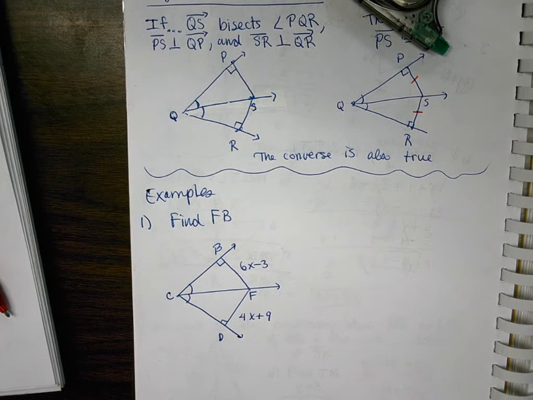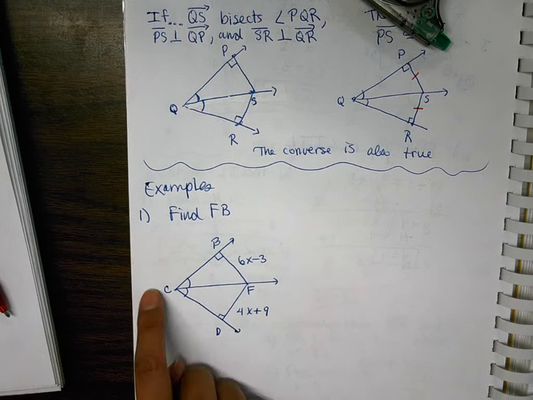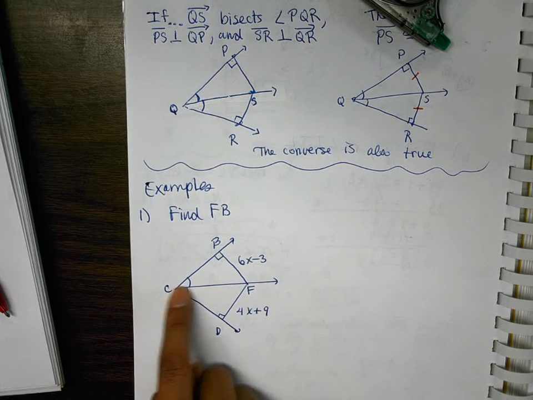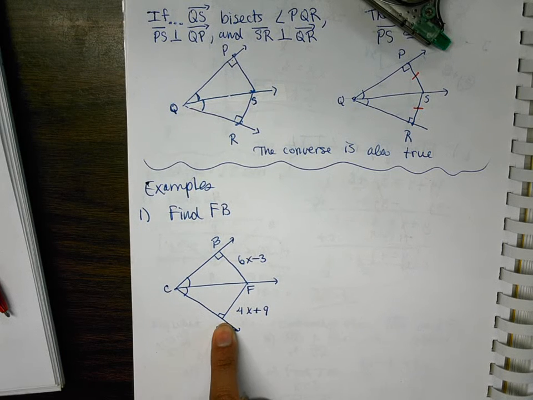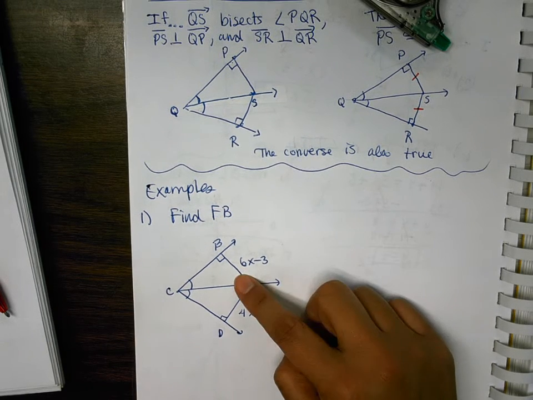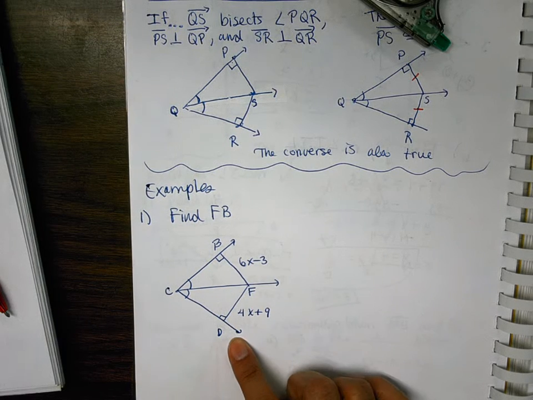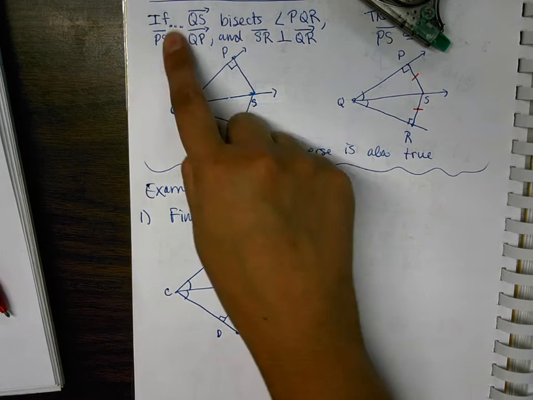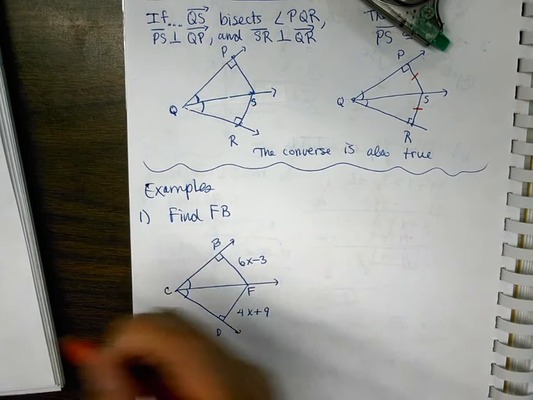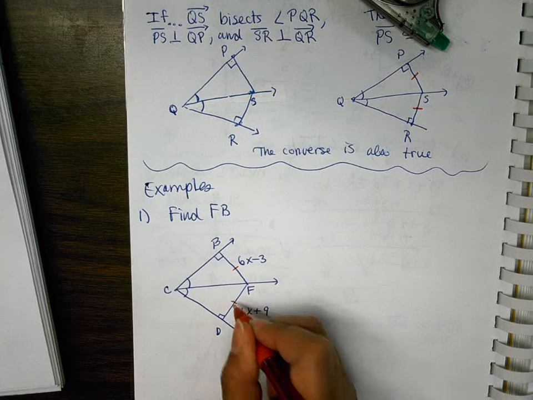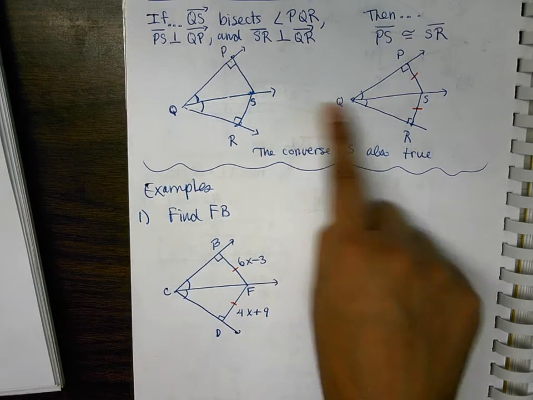All right, is CF the angle bisector of angle BCD? Yes. And BF is perpendicular to CB. And FD is perpendicular to CD. Yes or no? Okay, so that's all over here in this part. So if all that happens, what does that mean about BF and FD? They are congruent. So I'm putting that in red so we know that was not original given information. We concluded that using this theorem.